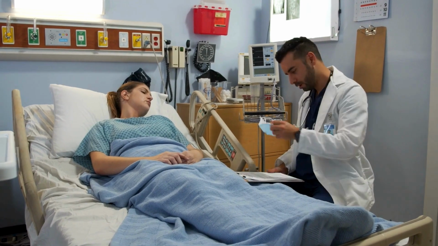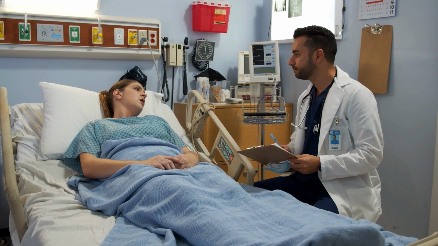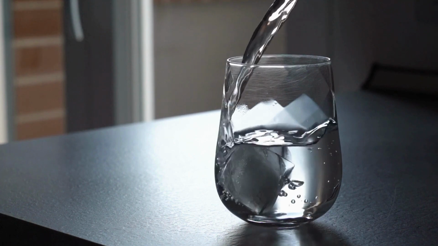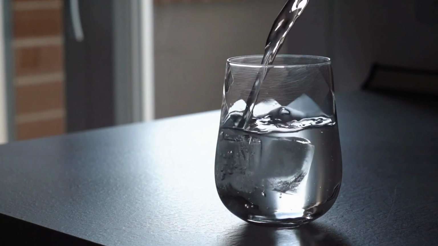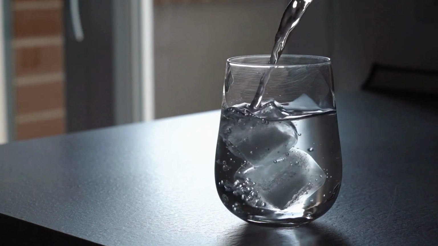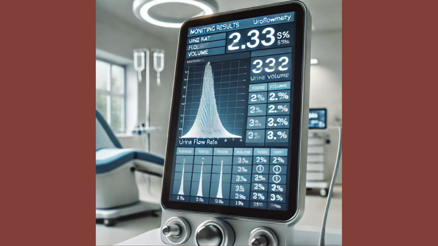After the procedure, a few key actions are necessary. Hydration: continue to encourage the patient to stay hydrated to promote healthy urinary function. Monitoring results: results are usually discussed during follow-up, and no specific post-care is needed for this test.